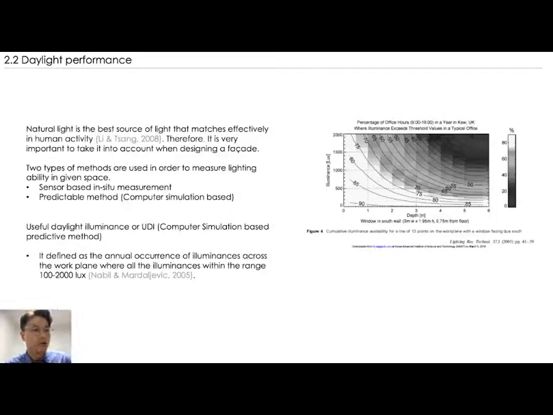So UDI, also known as useful daylight illuminance, is a computer simulation-based predictive method, and it's defined as the annual occurrence of illuminance across the work plane, where the illuminance is within the range of 100 to 2000.